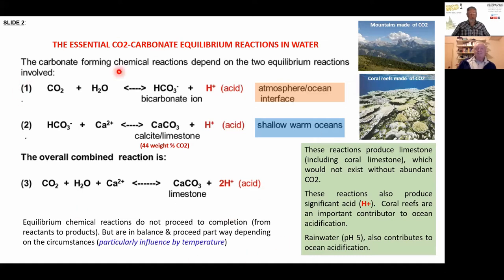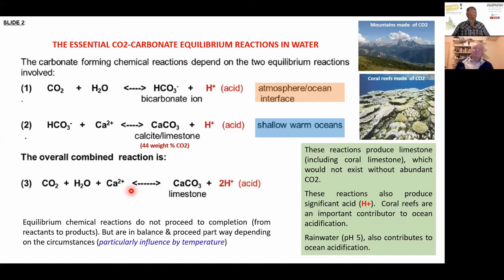Now, these reactions that I've illustrated here are called equilibrium reactions, because normally when we think of chemical reactions, we have A plus B going to C plus D, and basically all the reactants, A plus B, are converted to the product C plus D. The reaction consumes all the reactants to produce 100% product components. But these reactions here are equilibrium reactions, which means that they don't go all the way from left to right. They stop somewhere in the middle.